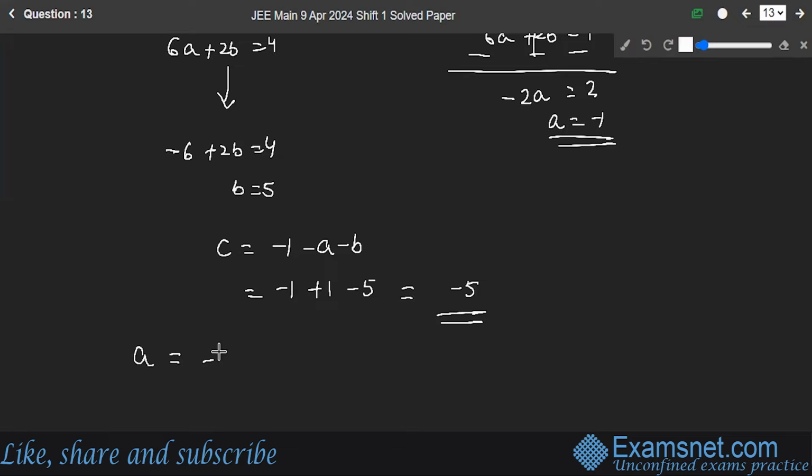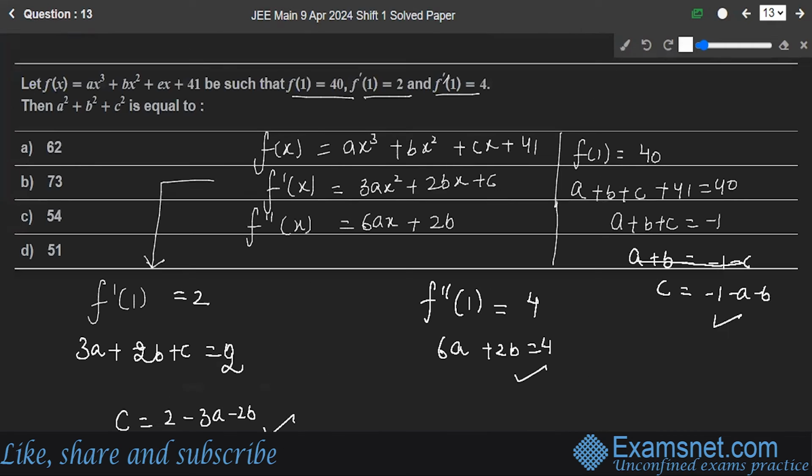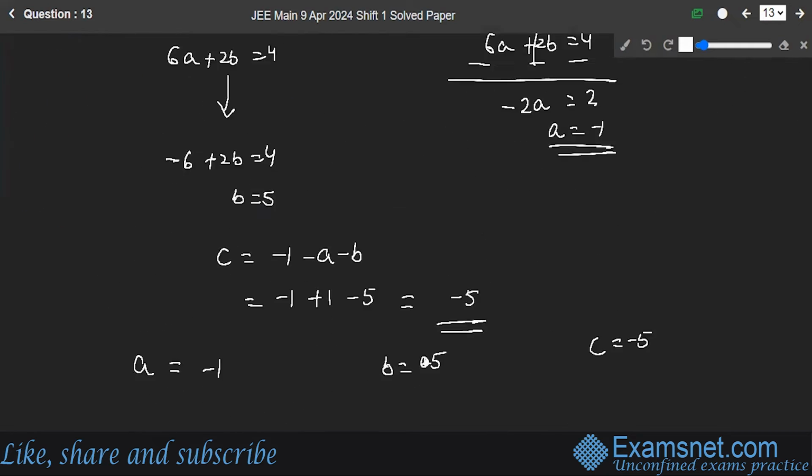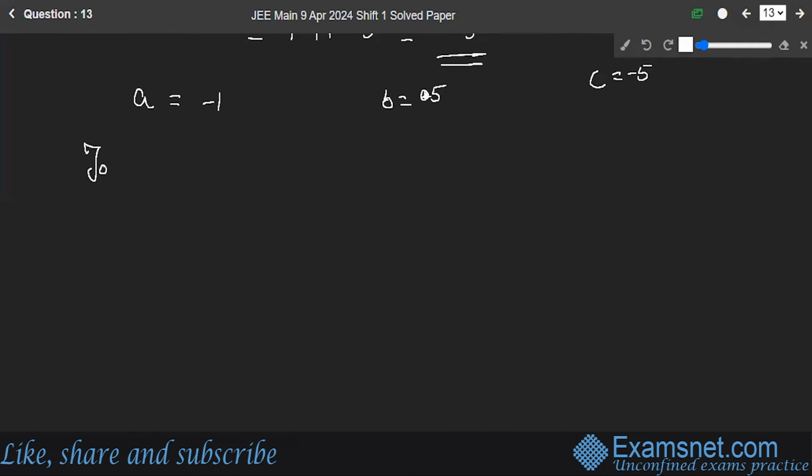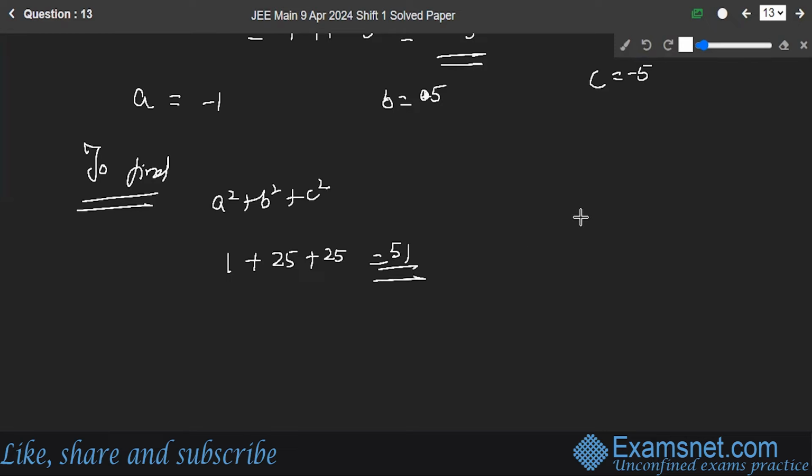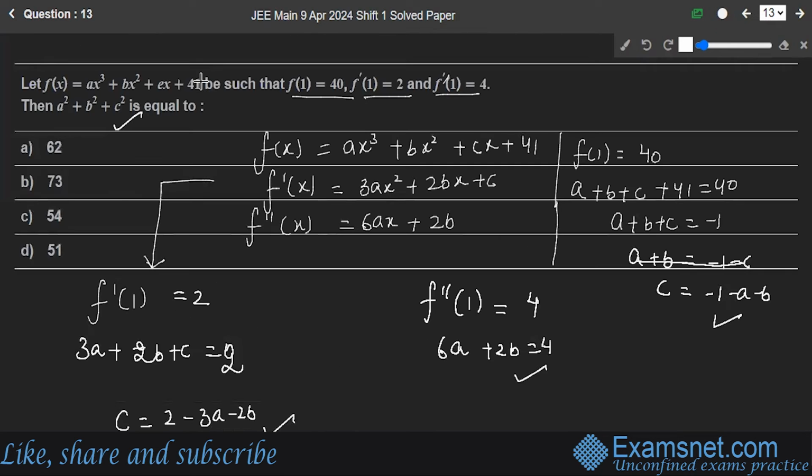Let's rewrite it. You have A as -1, B is equal to 5, and C is equal to -5. What you had to find out in the question was A squared plus B squared plus C squared. A squared, B squared, C squared: 1, 25, 25, which is 51. This is the answer to the question. Option D.